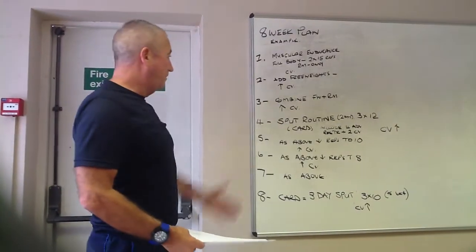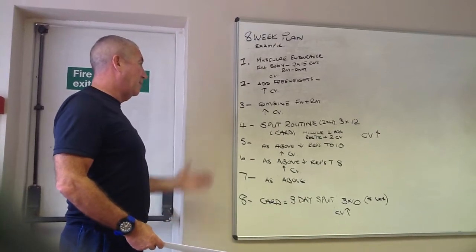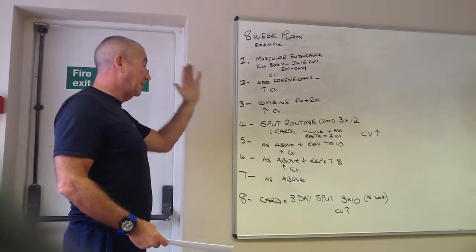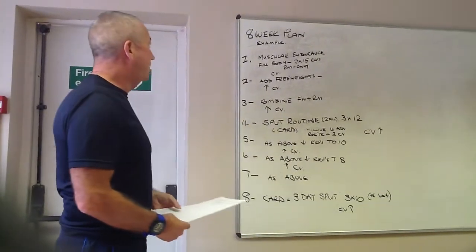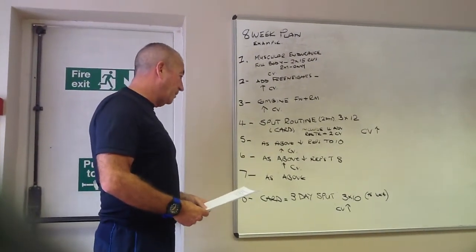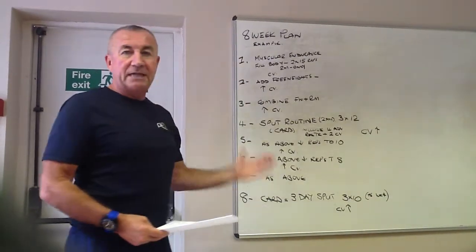Up here I've just done a rough example of what an 8-week plan loosely would look like. This would need a lot more flesh put on the bones, but if we started off with a goal, an eventual goal of hypertrophy, then we would need to see over 8 weeks how we are going to get to that goal.